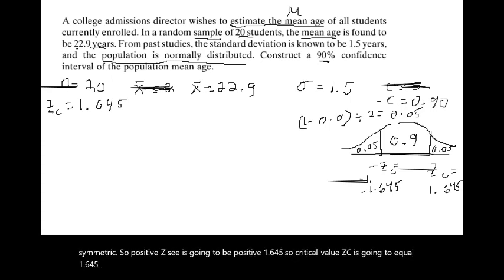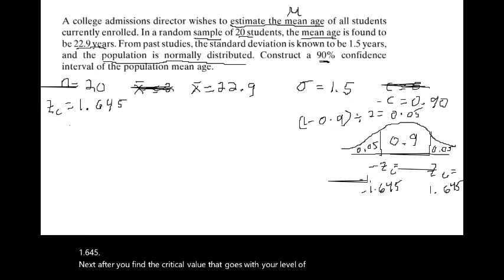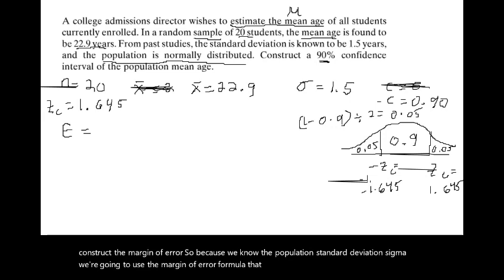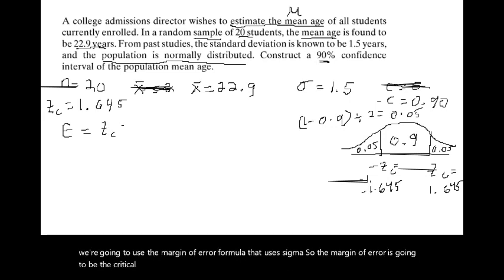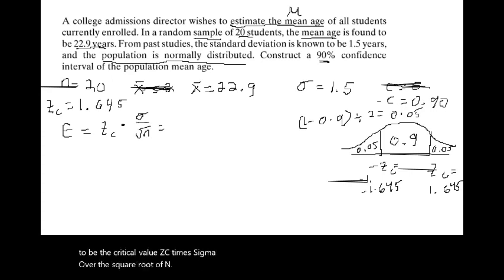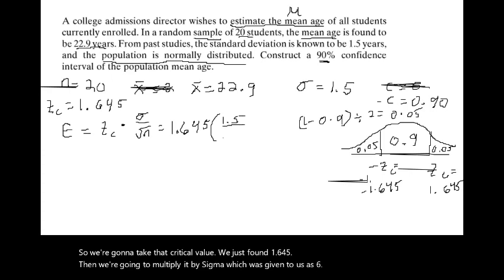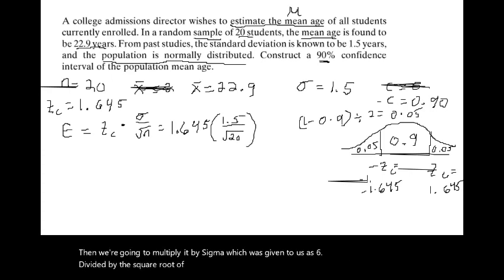Next, after you find the critical value that goes with your level of confidence, you're going to then construct the margin of error. Because we know the population standard deviation sigma, we are going to use the margin of error formula that uses sigma. So the margin of error is going to be the critical value ZC times sigma over the square root of n. We're going to take that critical value we just found, 1.645, multiply it by sigma, which was given to us as 1.5, divided by the square root of the sample size, so the square root of 20. When you calculate all of that, you get a margin of error of approximately 0.6.